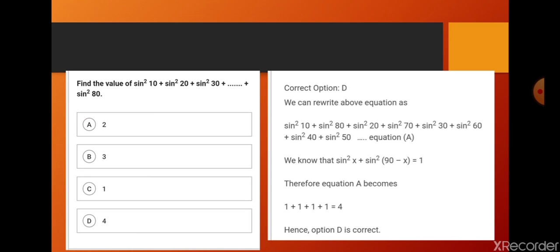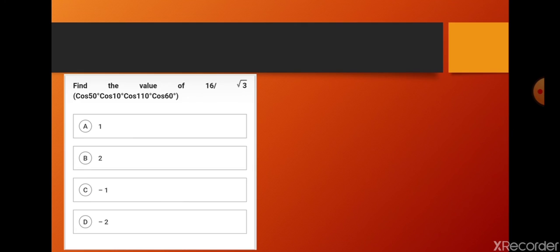Here we just rearrange the terms. We know that sin square x plus sin square (90 minus x) equals 1, because sin square (90 minus x) is cos square x. Hence sin square 10 plus sin square of (90 minus 80), which is nothing but cos square 10, gives the answer 1. So 1 plus 1 plus 1 plus 1 is nothing but 4. Hence the correct option is D. Move on to the next question.